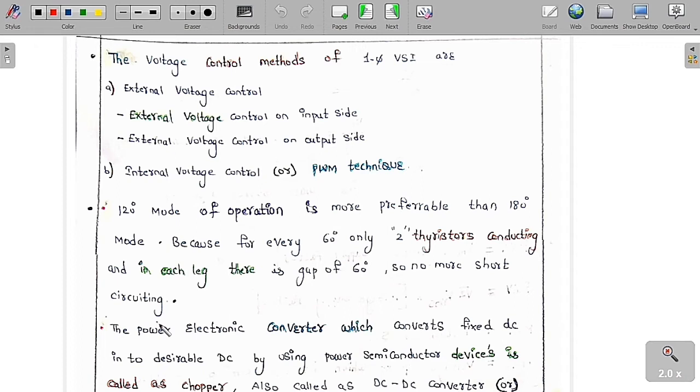In each leg, there is a gap of 60 degree between the turning on of each device in this leg. Because of that, short circuiting is not possible. So the 120 degree mode is mostly preferred over the 180 degree mode.